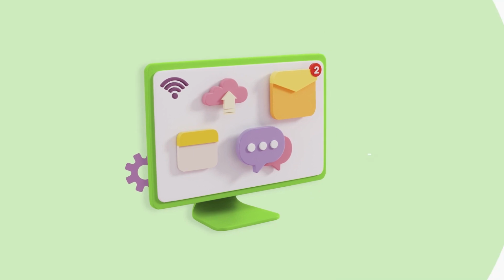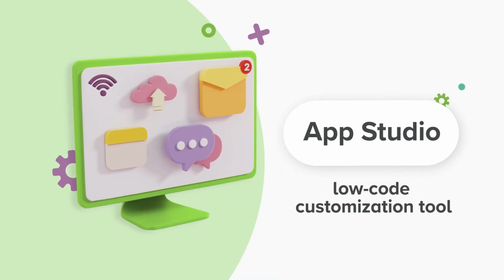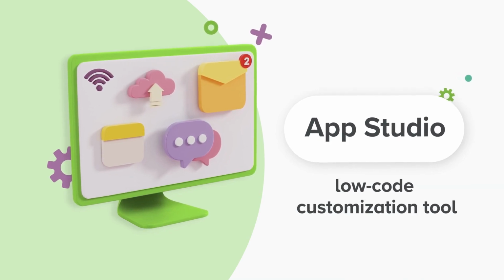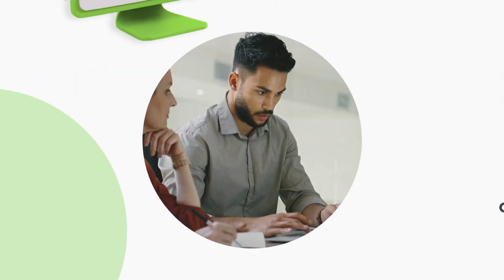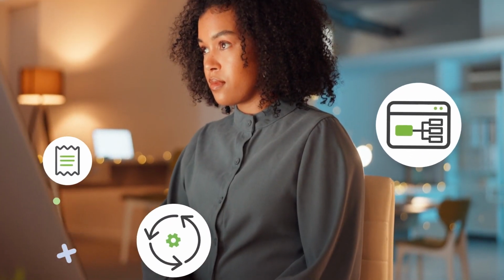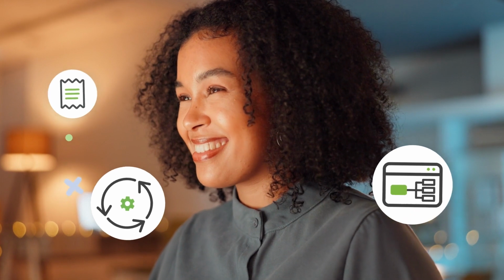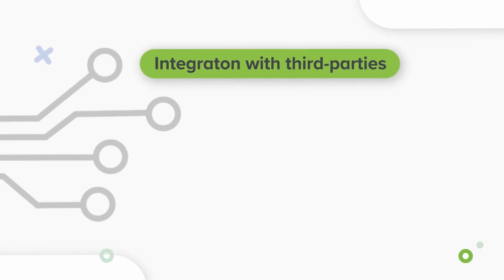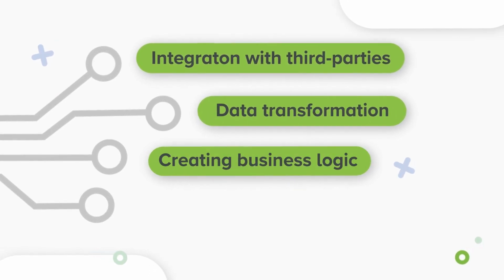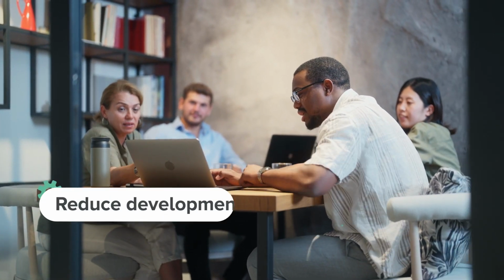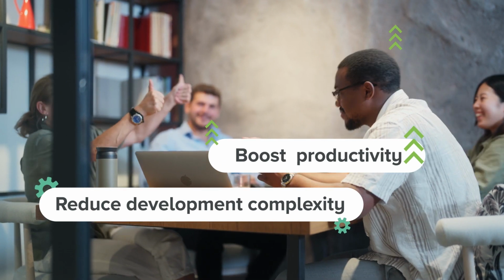With this in mind, we've created App Studio, a low-code customization tool that makes it easy to extend Unit 4 ERP with new screens and apps as and when you need them. Because the tool is low-code, this means standard business users can now create their own forms without needing to involve IT. The tool also enables more complex applications, such as creating integration with third parties, data transformation, creating business logic, or doing complex validations and interactions. Technical staff still benefit from a simple environment that reduces development complexity and boosts their productivity.